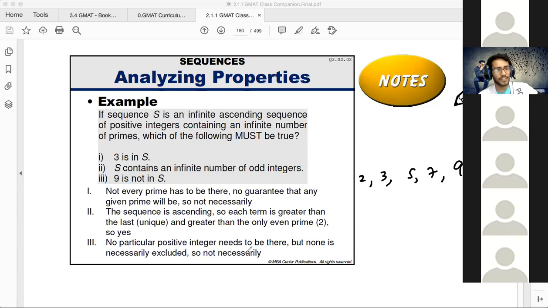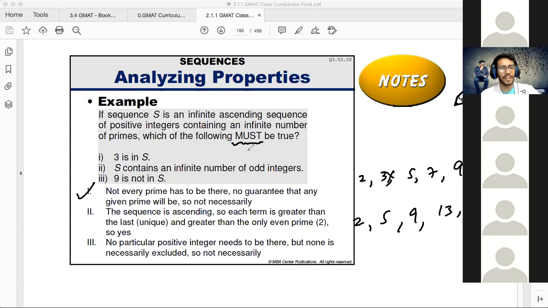Not every prime has to be there. No guarantee that any given prime will be, so not necessary. Yeah, correct. It says infinite number of primes. So 3 can be there, 3 cannot be there. Someone will write like this: I won't take 11, I'll take 13. Infinite, no? So I don't know which number is there, which is not. That's why the keyword is very important here: must.